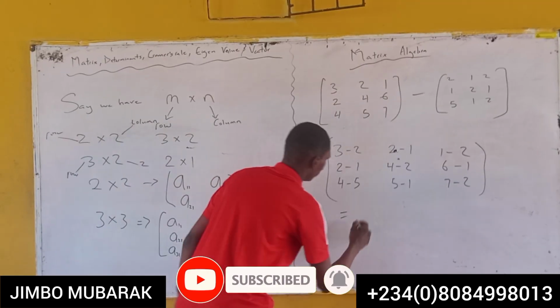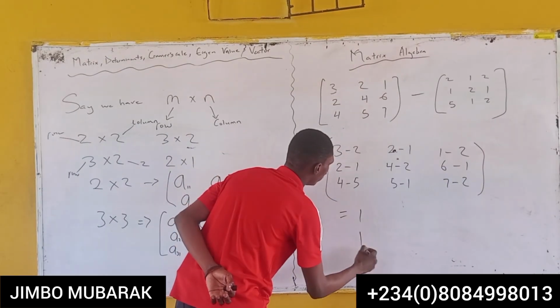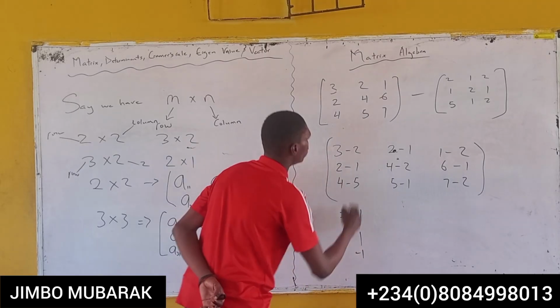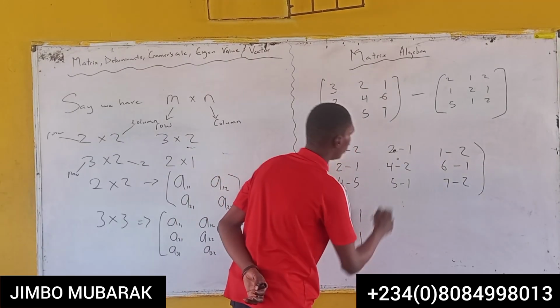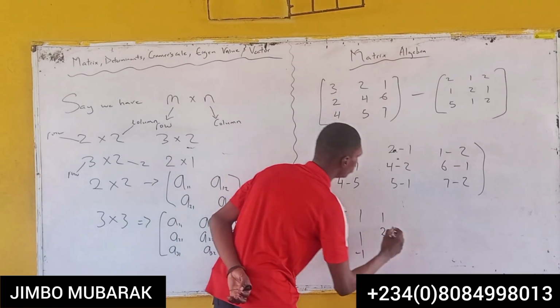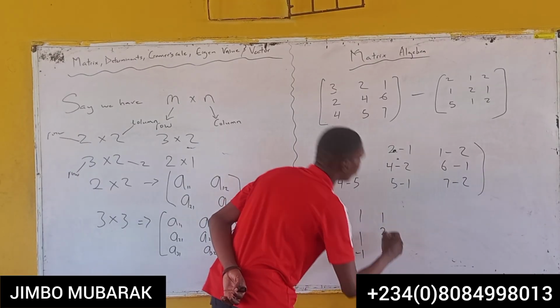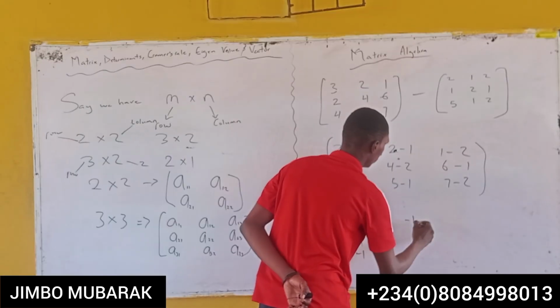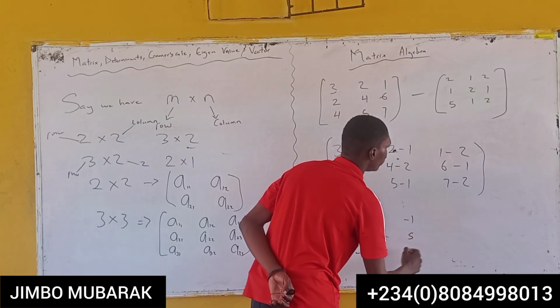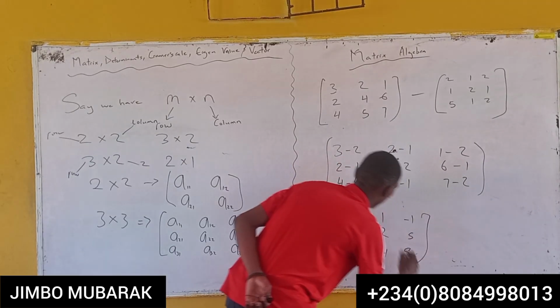So then we can bring it out that 3 minus 2 is what? 1. This is what? 1. This is what? Minus 1. Alright? This is what? 1, 2, and what? 4. Alright? Minus 1, 5, and 5. Alright, so this will be our answer.